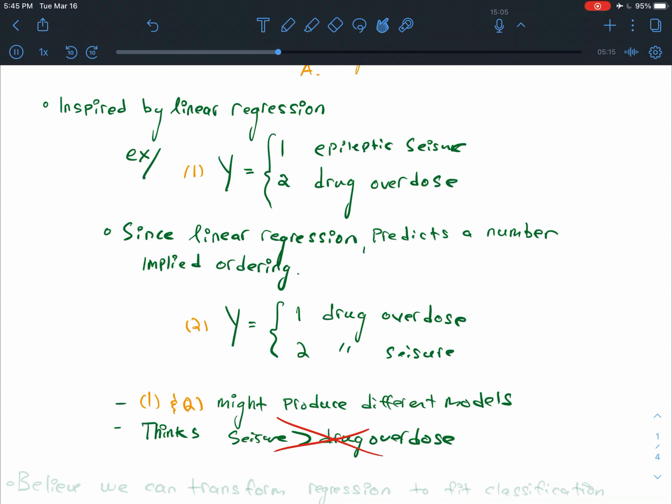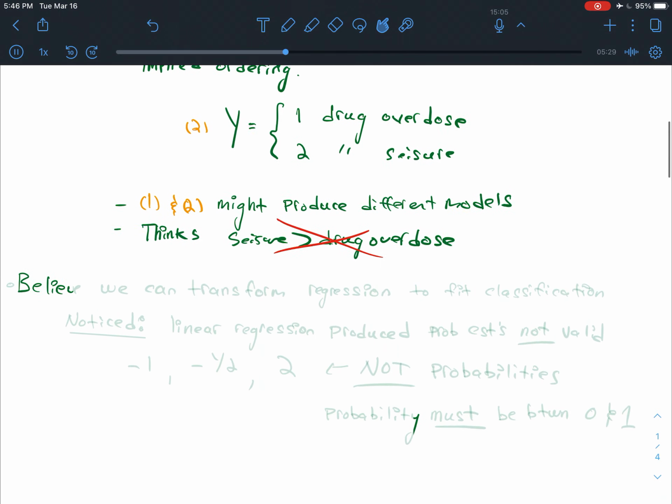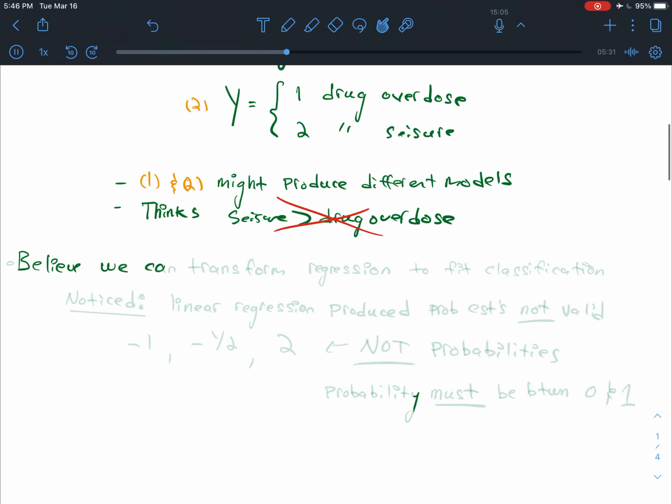Okay, so we now have two reasons to believe that linear regression is not a good tool for classification. We discussed this more in class, so feel free to go back to that lecture and think about it a bit more. But we might believe that it's still a useful tool, and we can transform the linear regression to fit classification needs.